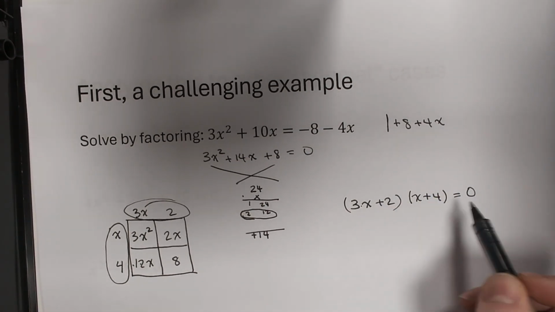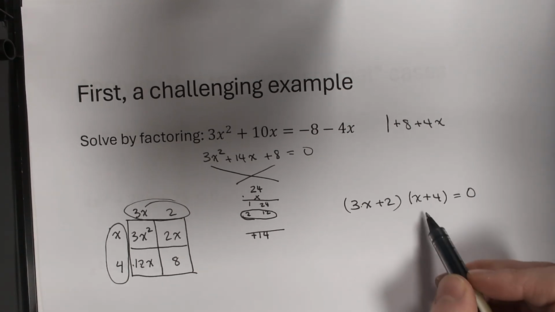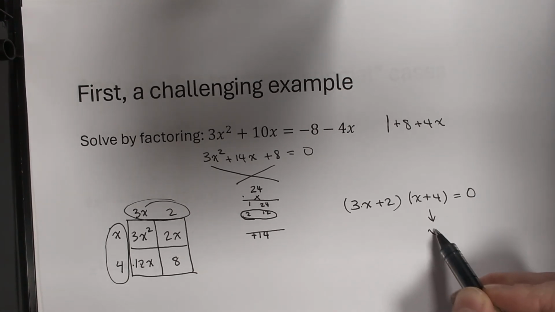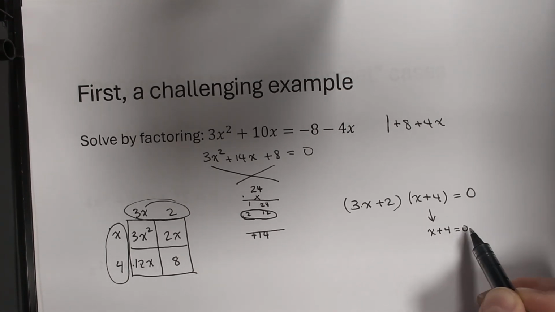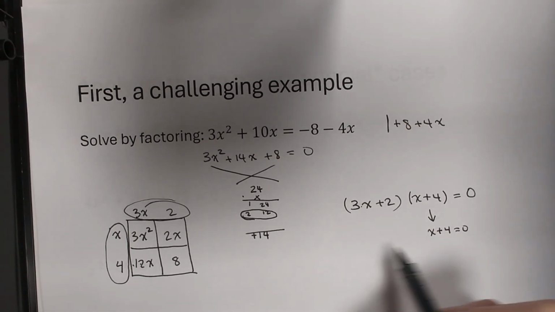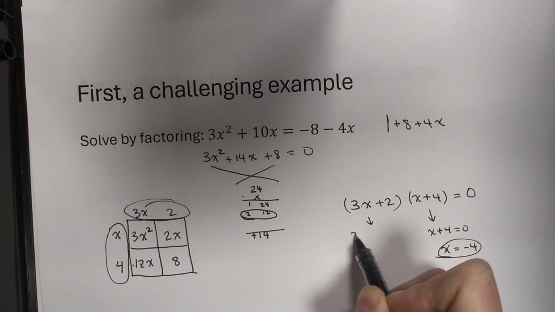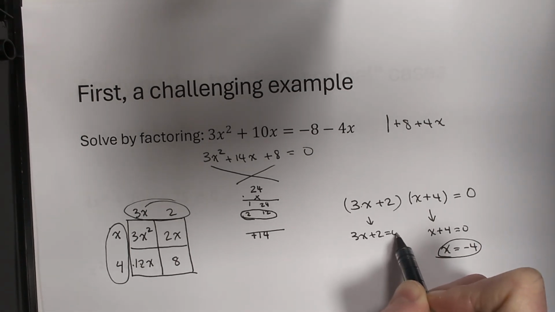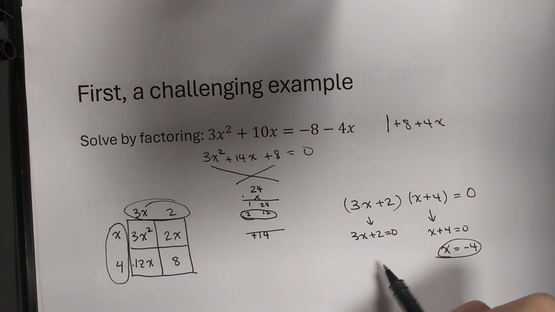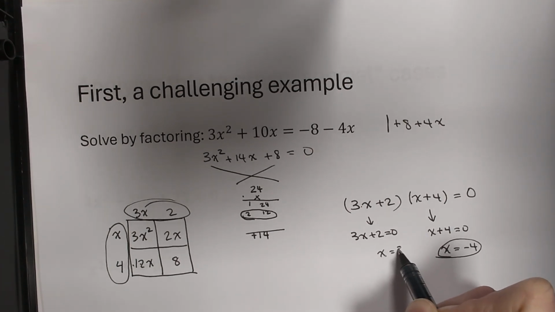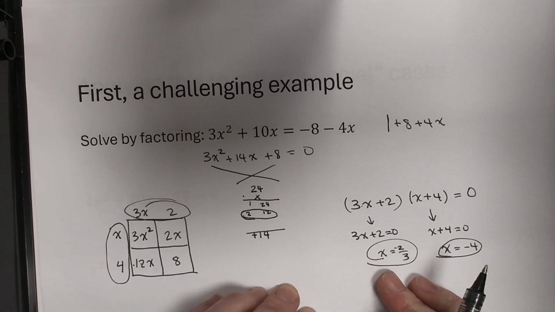Now, because anything times 0 equals 0, I can say, okay, well, in one case, what if this equals 0? And if that equals 0, it doesn't even matter what that is. Multiplying it will still give 0. So one solution is x equals -4. And when will this equal 0? I can solve that also as a linear equation. Subtract 2, divide by 3, x equals -2/3. So those would be my 2 solutions.